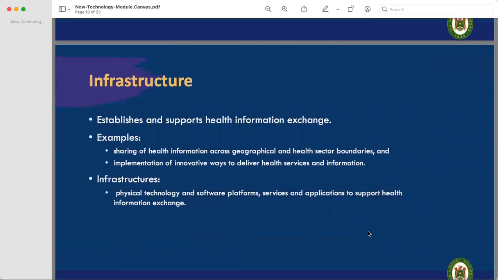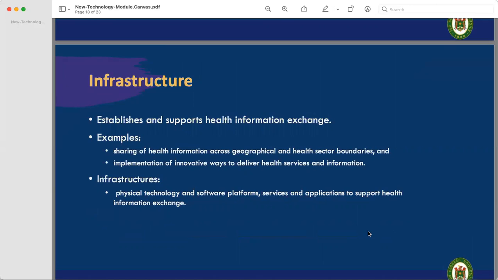On infrastructure, it involves establishing and supporting health information exchange. So examples would be sharing of health information, again, across geographical and health sector boundaries, and implementation of innovative ways to deliver health services and information. Okay, so through electronic health records and through the many ways on how you share health information. So it could be in the form of a video, a blog, but we have to ensure that the information that is being disseminated is correct. Okay.